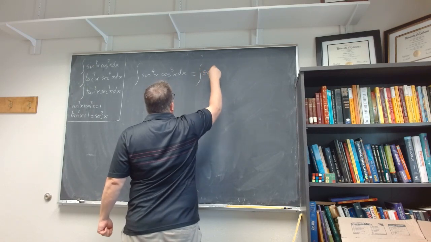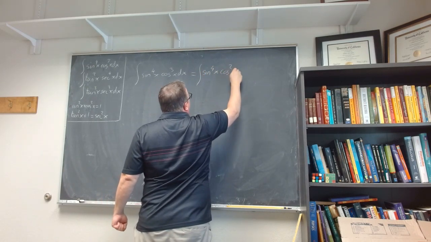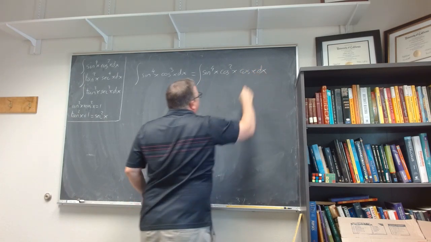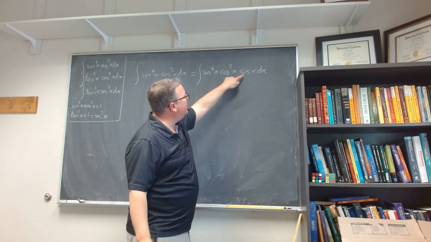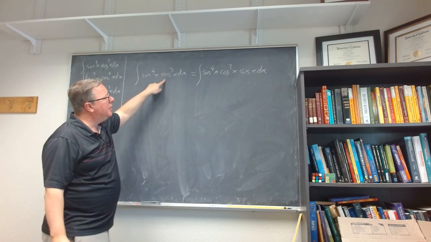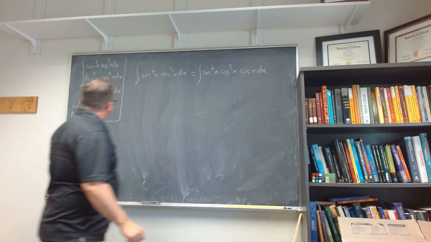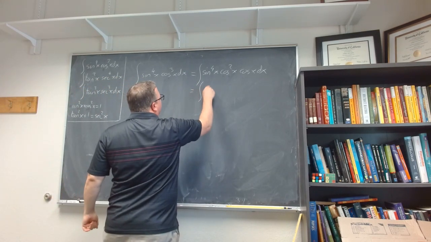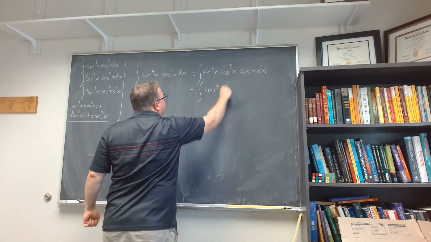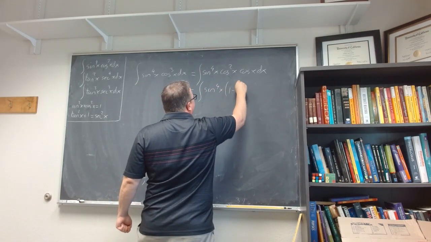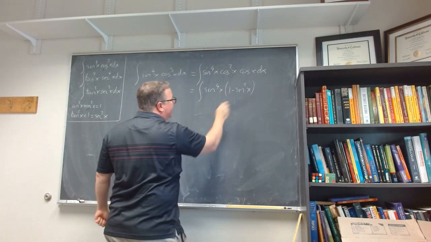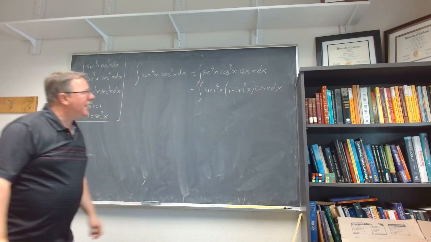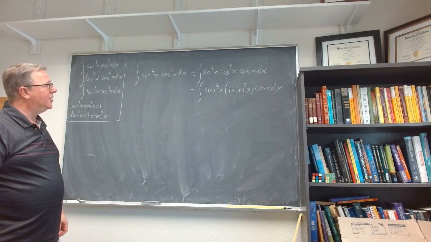So I'm going to have sine to the fourth of x, cosine squared of x, and then cosine of x dx. I still have cosine squared times cosine, that's still cosine cubed. But now my cosine squared, I'm going to replace by 1 minus sine squared. So I get the integral of sine to the fourth of x, 1 minus sine squared of x, and you need the parentheses here, times cosine of x dx. And now I am pretty much set up to do my u substitution.